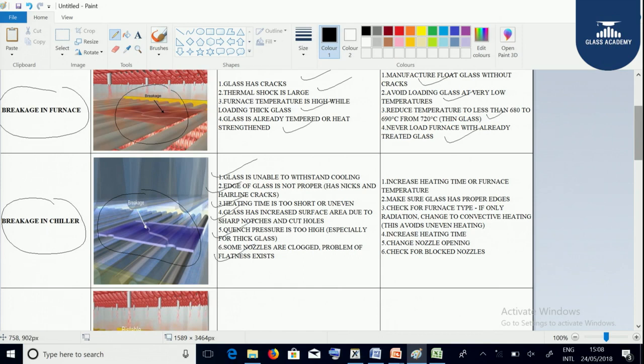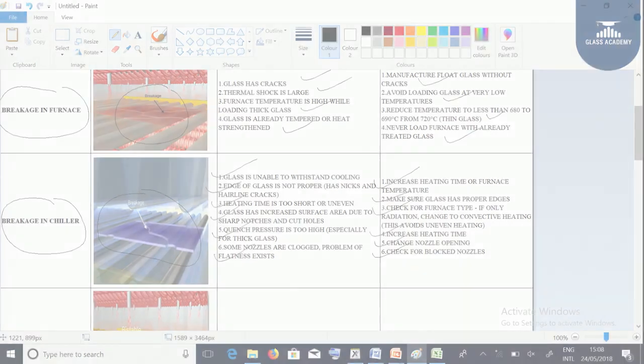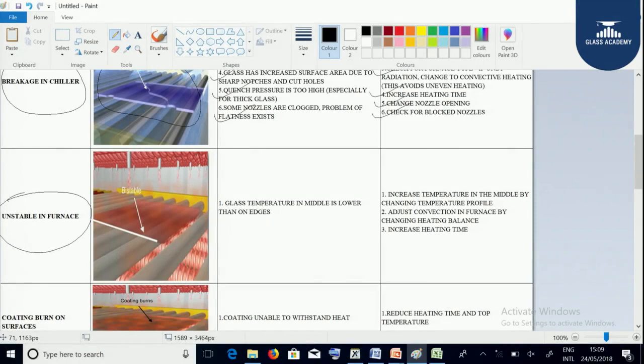We can overcome these issues by increasing the heating time or furnace temperature. Make sure the glass has proper edges. Check the furnace type, whether it is radiation, and change to a convective heating system, increase the heating time, change nozzle openings, and check for blocked nozzles. The next issue that arises is instability in the furnace, that is, the glass is bistable. The reason is that the glass temperature in the middle is lower than on the edges. We can overcome this issue by increasing the temperature in the middle by changing the temperature profile, adjusting convection in the furnace by changing the heating balance, and increasing the heating time.